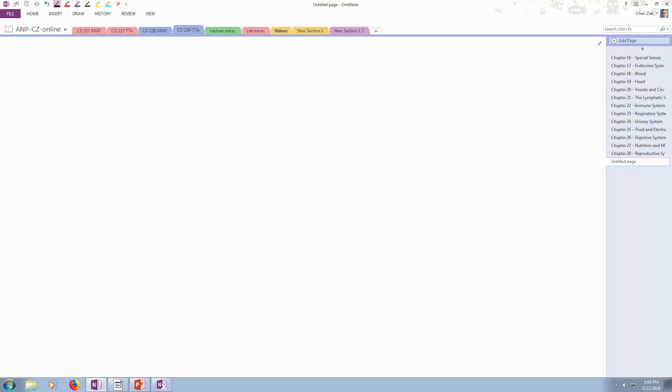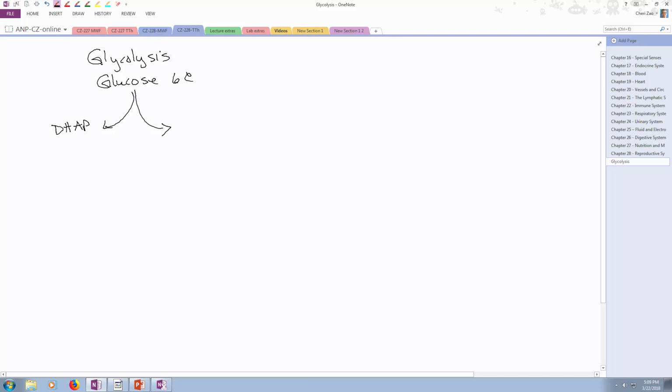So the first step, if you take a look at your picture there, is called glycolysis, where we take glucose, which is 6 carbons, and we create a split, and we make a molecule called DHAP, and the other one is G3P.